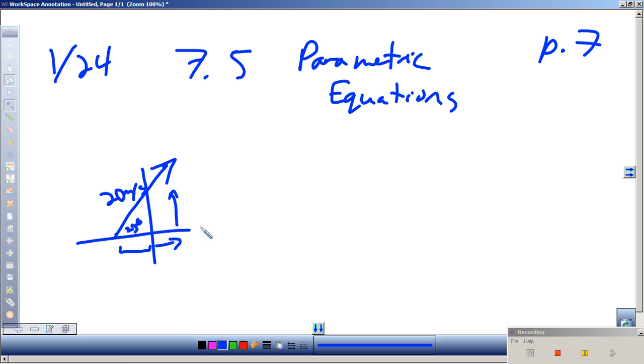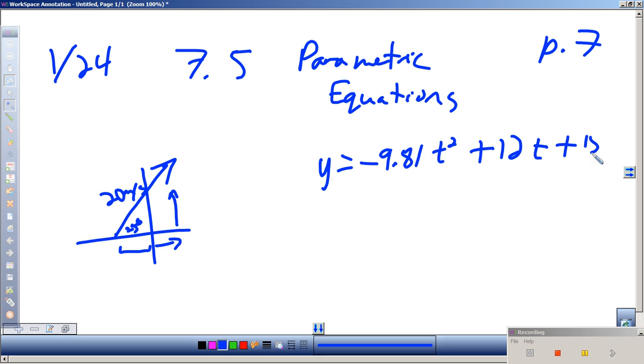So the goal was we need two separate equations, and this is what parametric graphing is based on: having two separate equations. If we were doing this one, I'm just going to do the general form, something like negative 9.81 t squared plus 12t plus 15. This says we're going straight up and down based on t. This is the projectile motion formula.